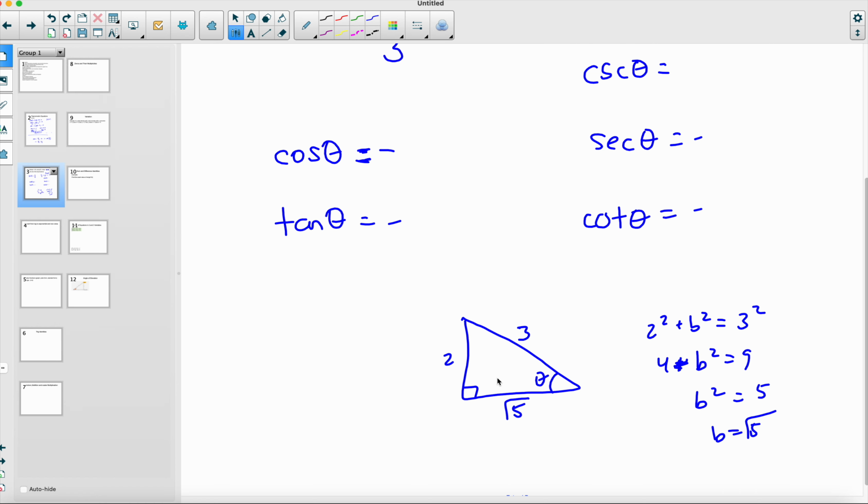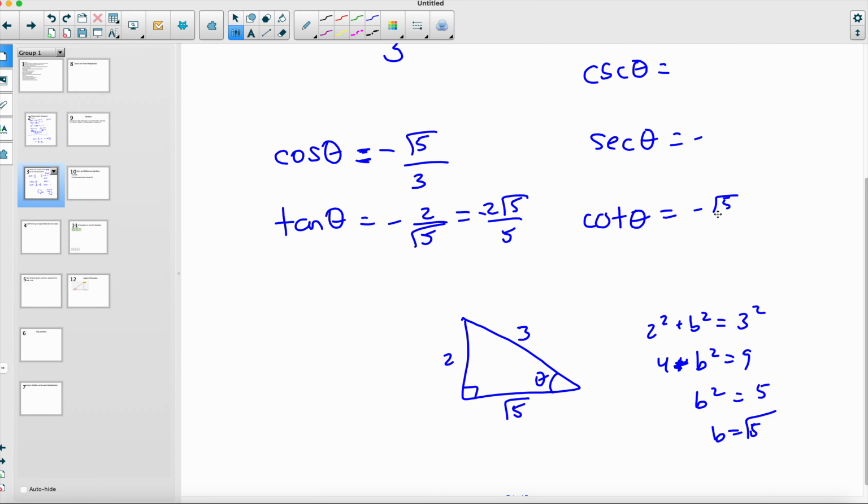But now I know cosine is adjacent over hypotenuse. Tangent is opposite over adjacent, which, sorry, my brain goes faster than my hand. Which means I have to rationalize this. 2 square root 5 over 5, right? Multiply the bottom and the top by the square root of 5 to rationalize.